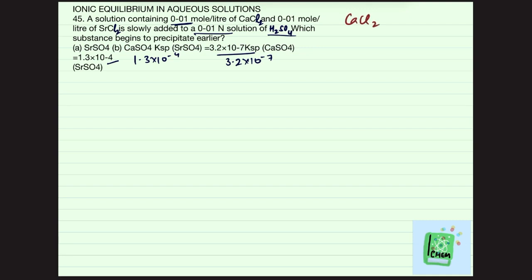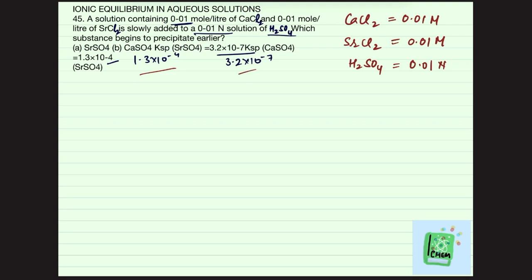Calcium chloride की concentration given है 0.01 moles per liter. Strontium chloride की concentration given है 0.01 moles per liter. H2SO4 की concentration given है in terms of normality, which is 0.01 N. Now you have to find out which one will precipitate earlier. Solubility product of calcium sulfate and strontium sulfate is given.